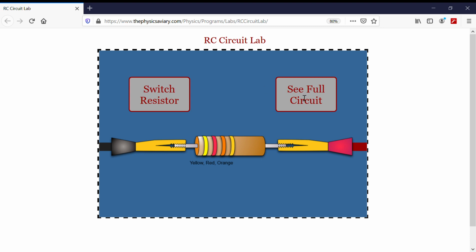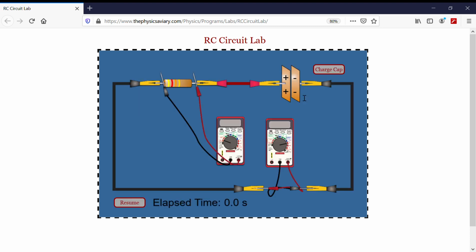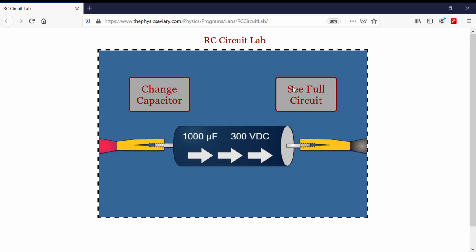Okay? Now let's go back to the circuit and find the capacitance of our capacitor. Go to the capacitor, 2 plates, click on it, and read that the capacitance is 1000 microfarads. Okay? 1000 microfarads. Okay? So go back to the circuit.